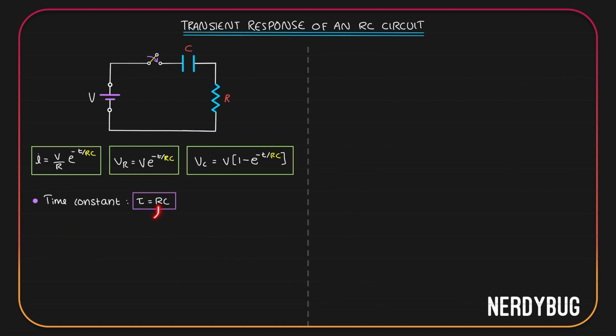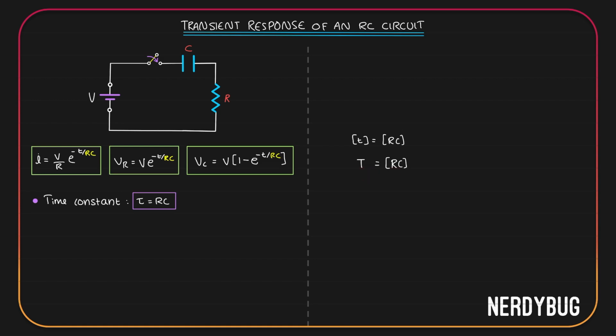Wait, RC is the product of the resistance and the capacitance. How did we directly associate it with time? If you look at these equations, t by RC is the exponent of e. In mathematical expressions, exponents should always be dimensionless, which means t by RC should be dimensionless. If t by RC is dimensionless, then dimensions of t should be equal to dimensions of RC. Dimensions of t is T because t is time. So dimensions of RC should also be T. So it's only fair that we associate RC with time.